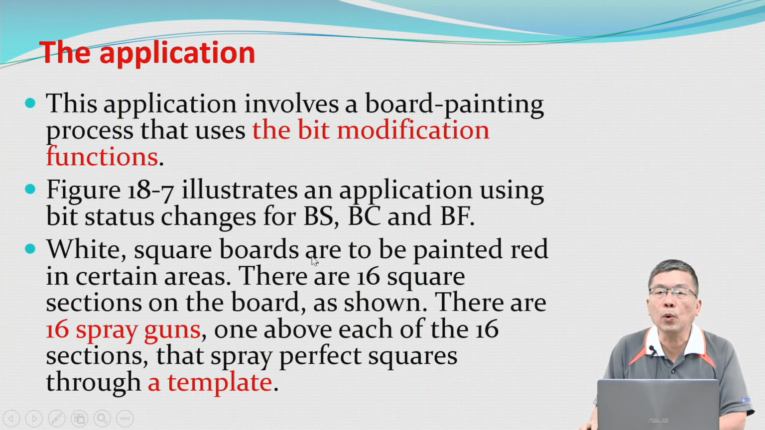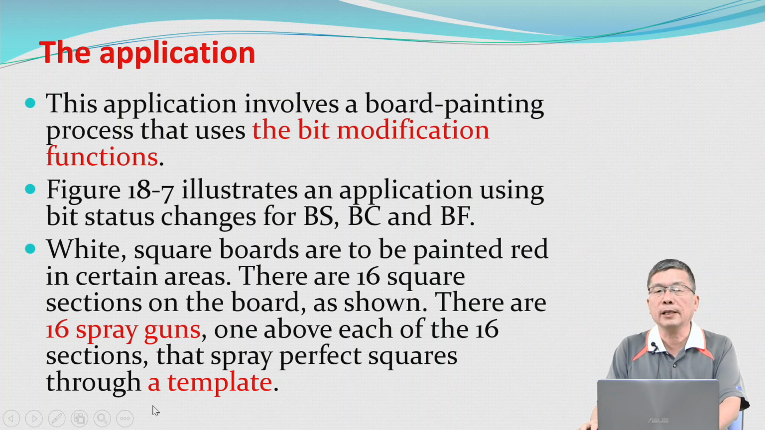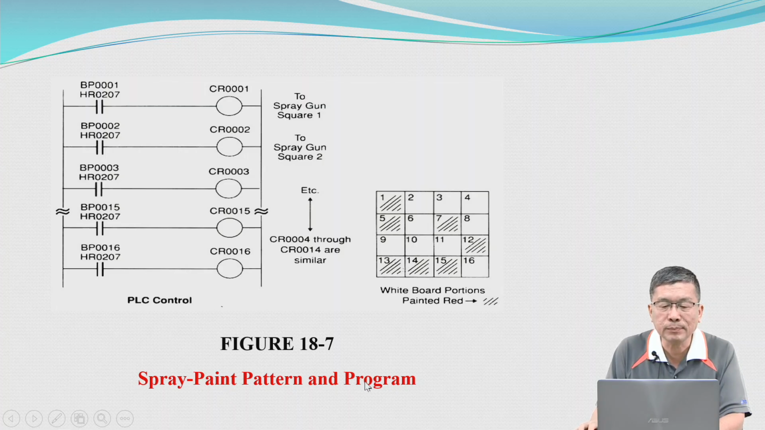Square boards are to be painted red in certain areas. There are 16 square sections on the board, as shown. There are 16 spray guns, one above each of the 16 sections, that spray a perfect square through a template. This picture shows the spray paint pattern and program.